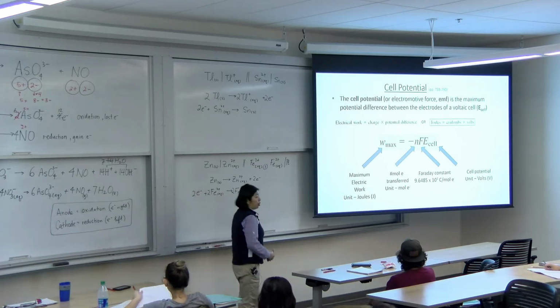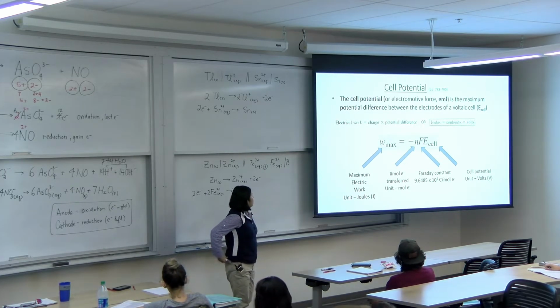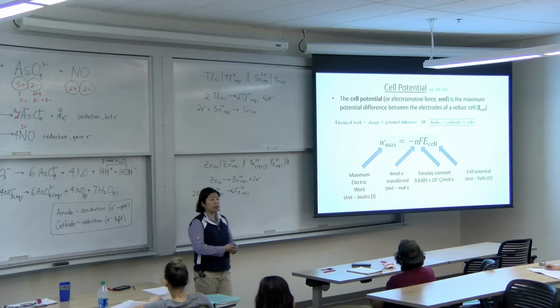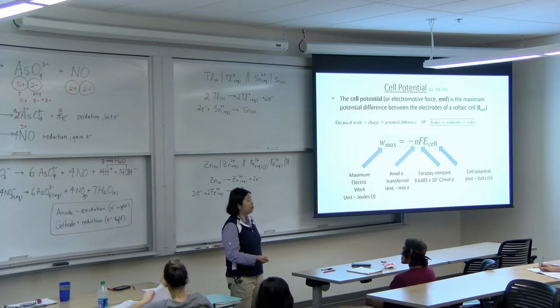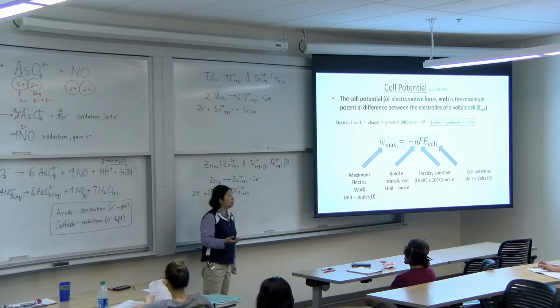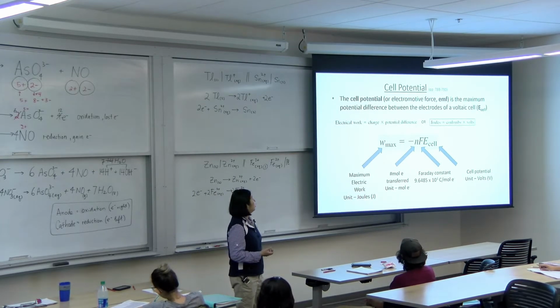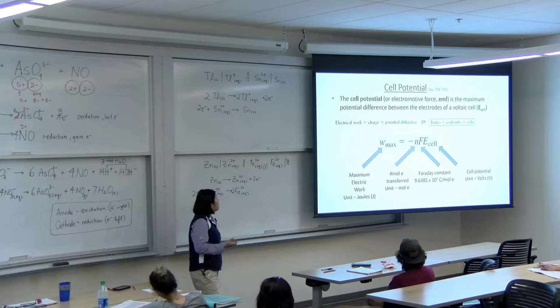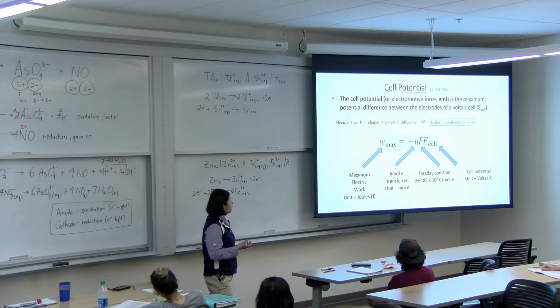The next part, before we wrap up the voltaic cells chapter, is the idea of cell potential. Remember, the whole idea is you're going to make yourself a little battery, where the electrons are flowing from the anode to the cathode. When you set up this kind of system, you're very much interested in what the cell potential, or the electromotive force, the EMF, is. What is the maximum potential difference between the electrodes of your voltaic cell?